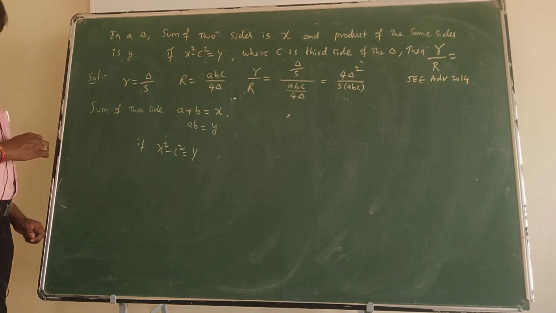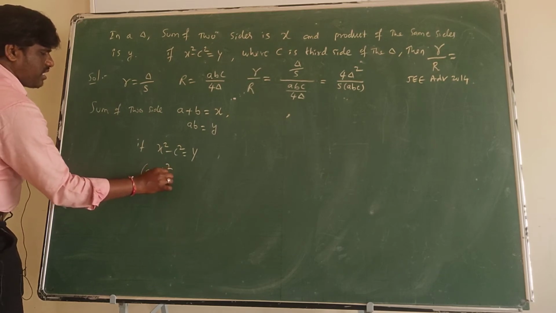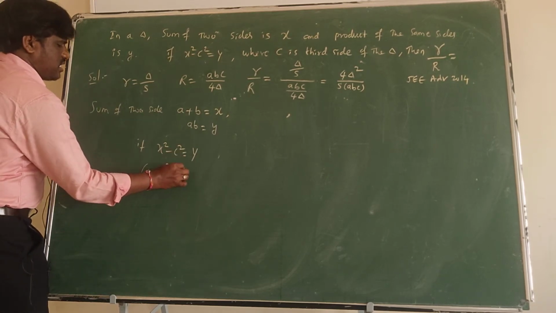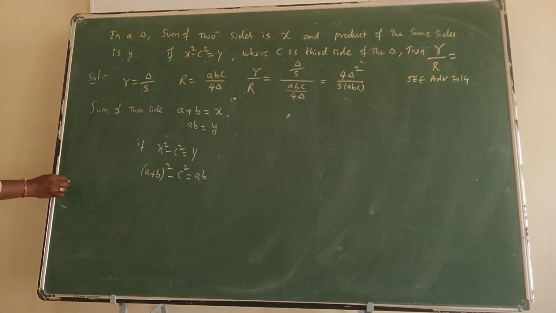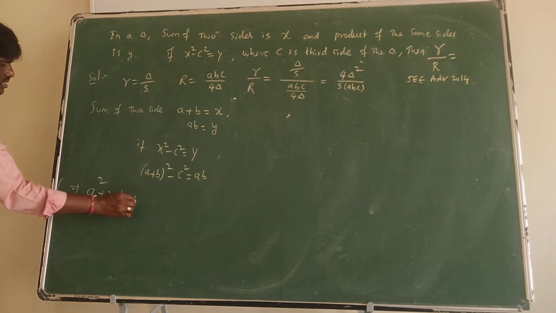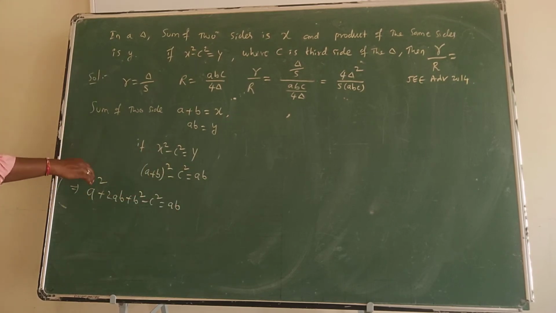So x squared can be written as a plus b whole squared, minus c squared is equal to y, which is nothing but ab. You have to simplify this. If you simplify, I get a squared plus 2ab plus b squared minus c squared is equal to ab. I need to find the angle here, so I will look at c.